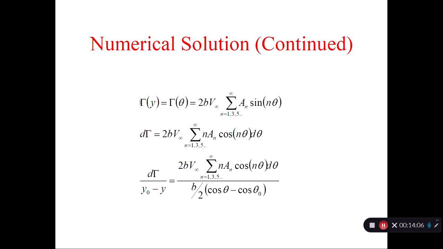Why did we put b and V infinity? Because gamma has dimensions of distance times velocity. Remember, it's the integral of V dot ds over a closed contour. V is velocity, ds is a distance. So you have a distance in b, velocity here. This is just a convenient factor to get rid of the 1/2 and stuff like that that would otherwise come up. So d gamma is this constant times, you just need to take a derivative of this series term by term. So a typical term will be n times An times cosine of n theta d theta. So that's what the d gamma will become.